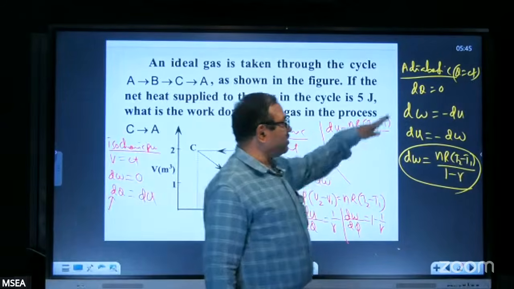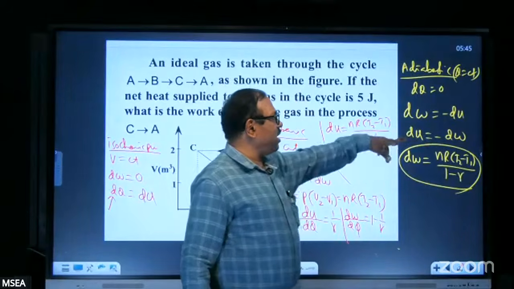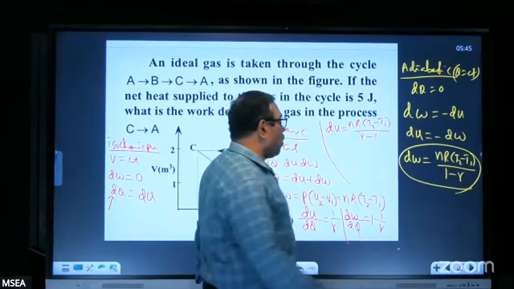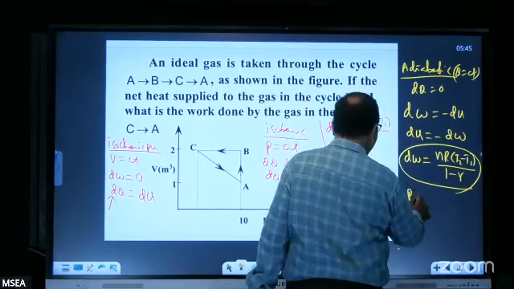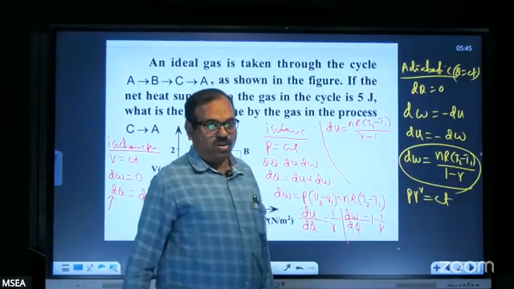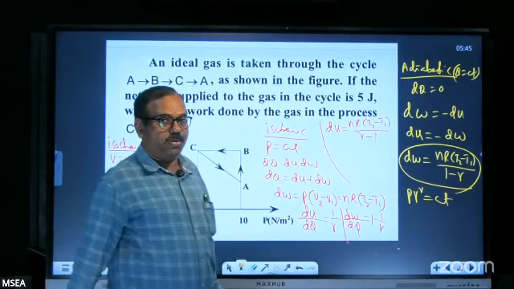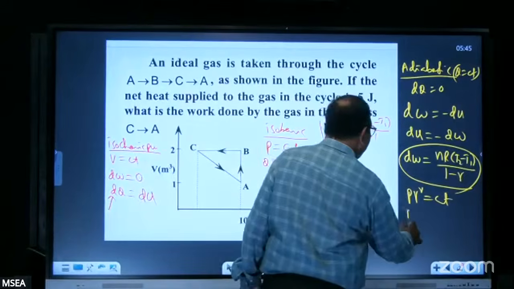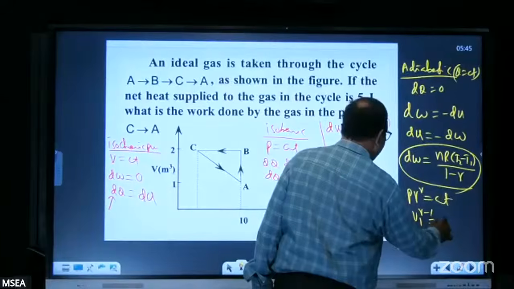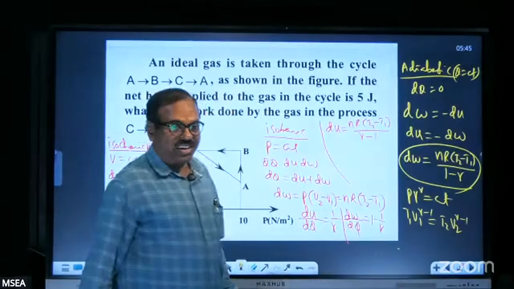In adiabatic process, you have to remember this dw, so dw is equal to minus of du and dq becomes 0. And also in adiabatic process, PV to the power of gamma is constant, or P1 V1 to the power of gamma is equal to P2 V2 to the power of gamma, and also T1 V1 to the power of gamma minus 1 is equal to T2 V2 to the power of gamma minus 1 we can write.